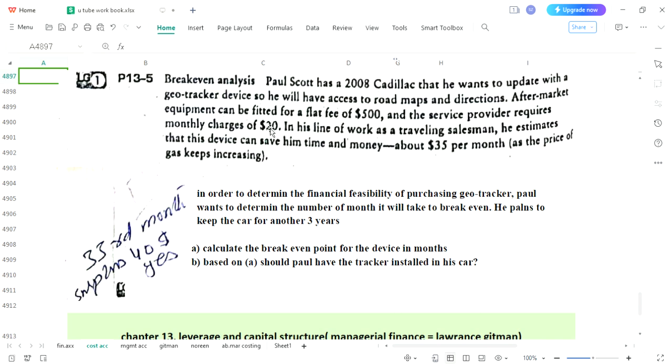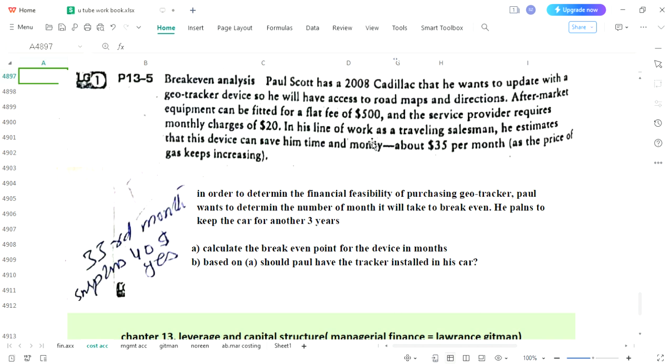The service provider requires monthly charges. It means if you are using this equipment for 1 month, $20, for 2 months, $40, for 3 months, $60. So the more months you use this device, the more your cost. So the cost is altering according to the time period. It means it is varying, and finally we will decide it as a variable cost. So this is the variable cost per month. This is the fixed cost, 500.